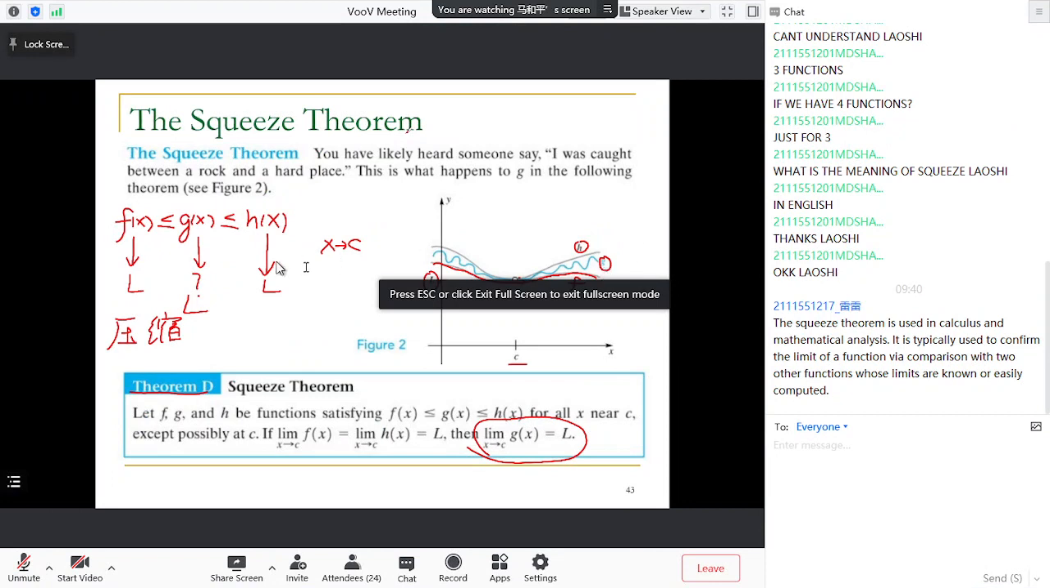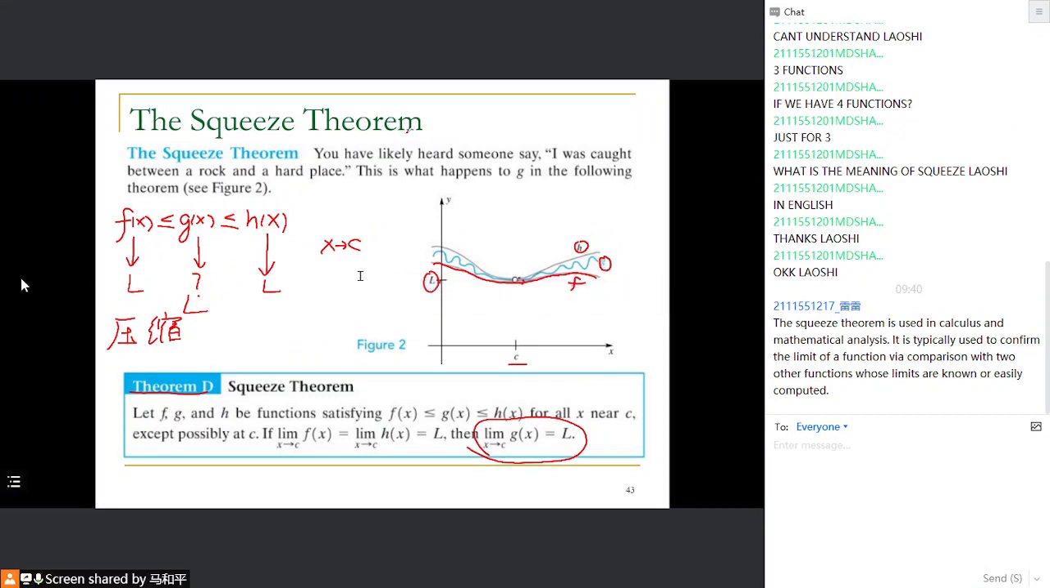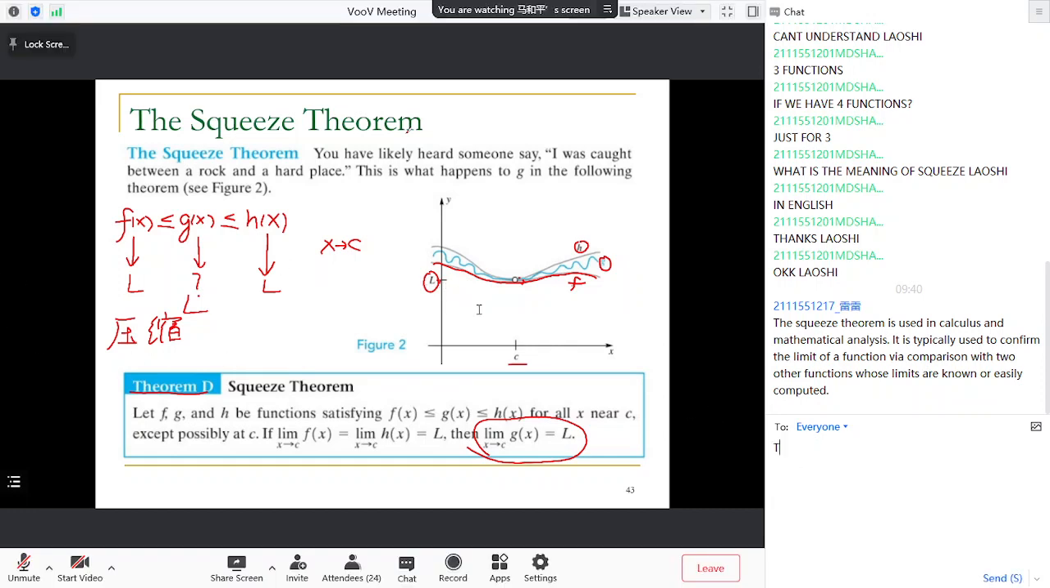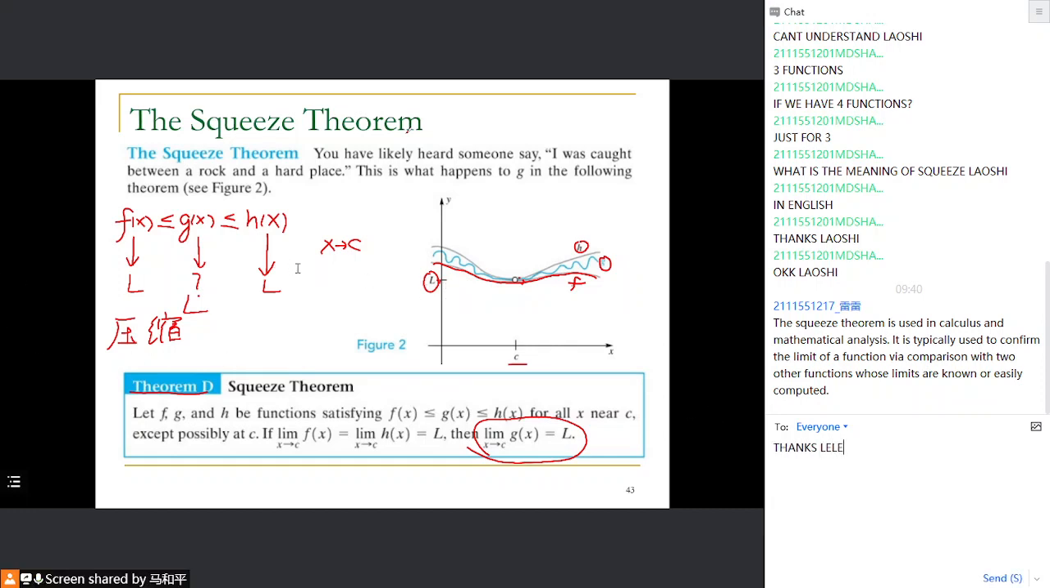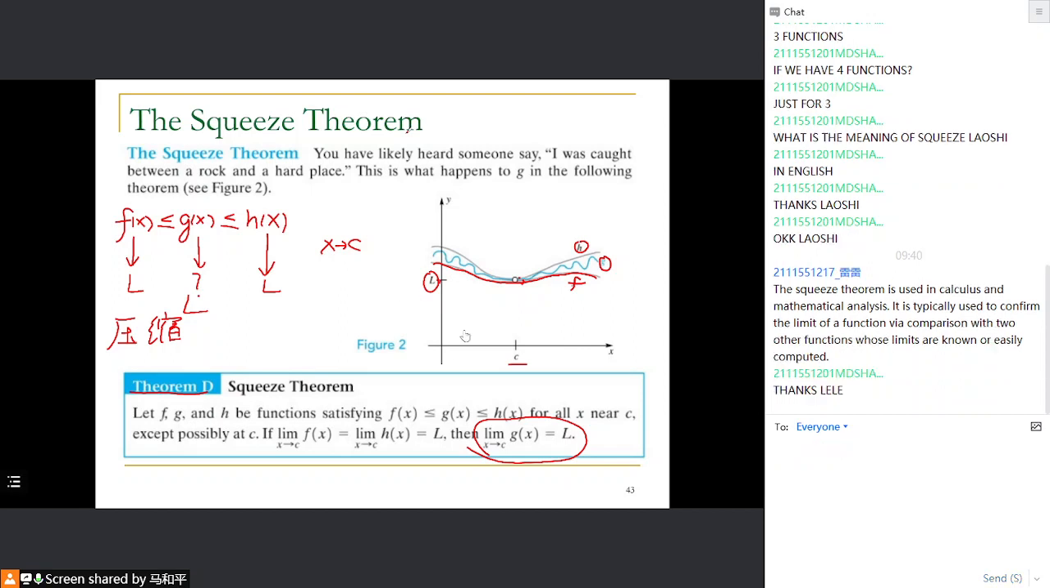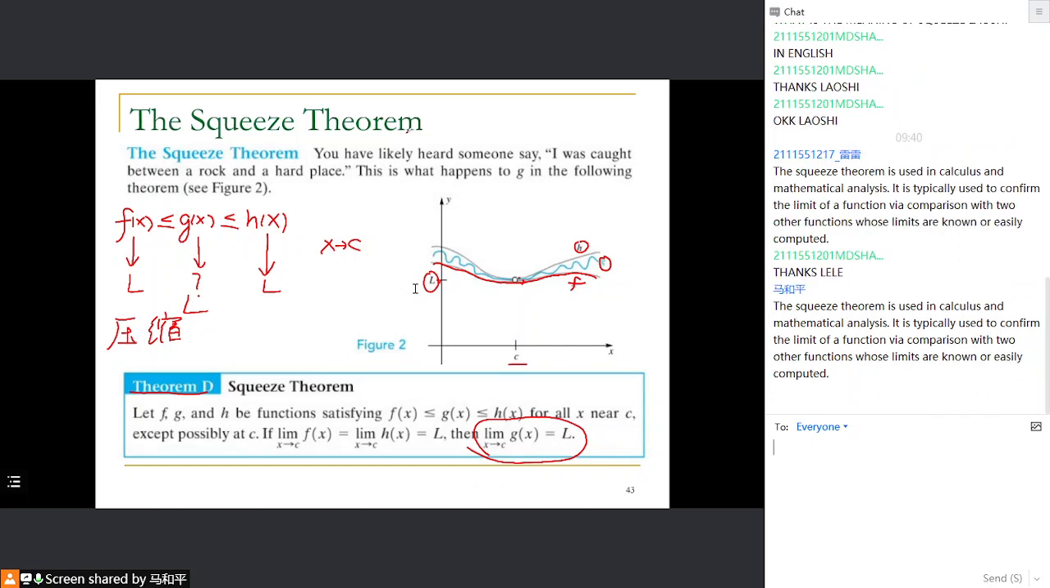So you can see the message from Lily. It's right: with comparison with two other functions whose limits are known, it's easy to compute. Beautiful. And we will use the squeeze theorem. Right, I explain it again.